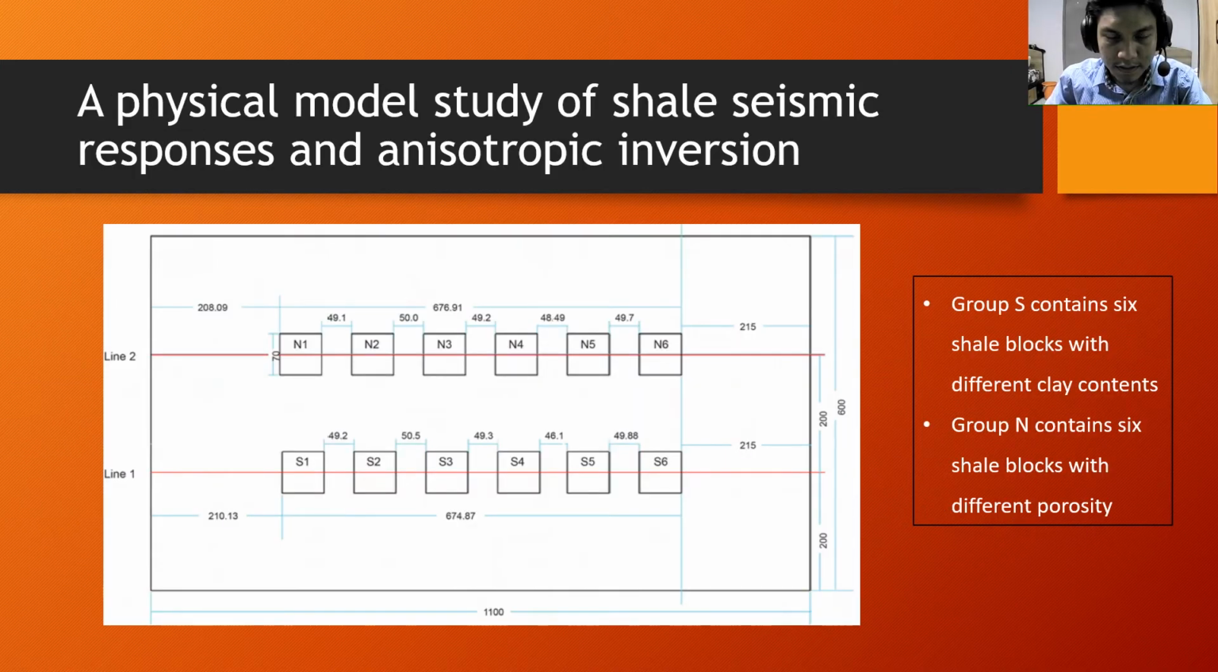This is the second case study that I'm going to present. It is the physical model study of shale seismic response and the anisotropic inversion. So on the figure here we have two lines of different groups. For line 1 we have group S that contains 6 shale blocks with different clay content, and then we have line 2, which is group N, containing 6 shale blocks also but with different porosity.